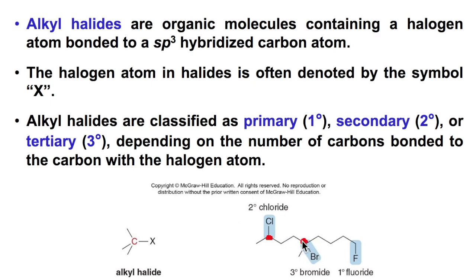This carbon right here is connected to three R's, therefore this alkyl halide will be tertiary, and this one right here, that carbon is connected to only one other carbon, and so that's why this fluorine will be a primary alkyl halide. Pause the video here and try to figure out what this alkyl halide will be. This alkyl halide will be a tertiary alkyl halide because the carbon that is connected to the X is connected to three other R's.